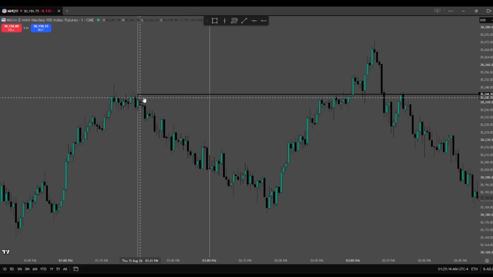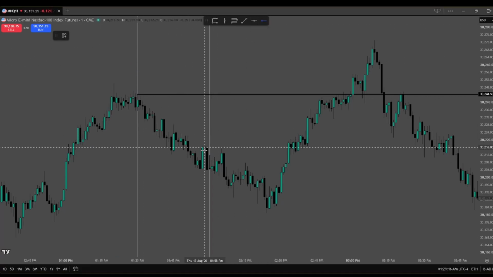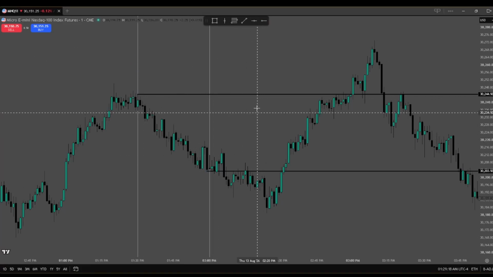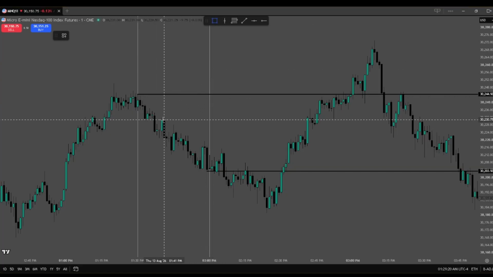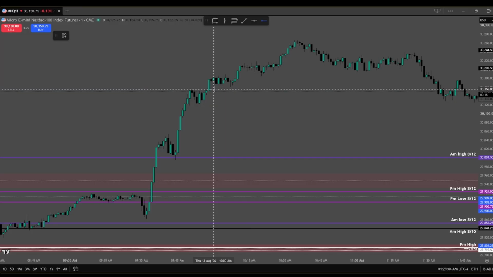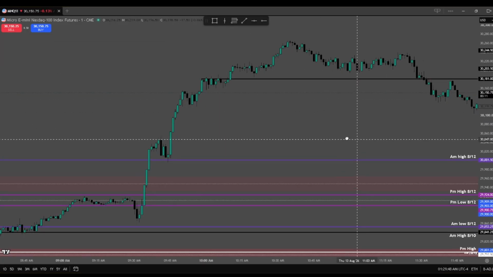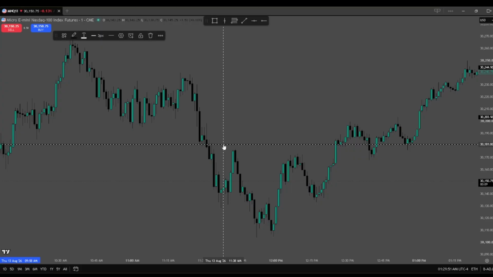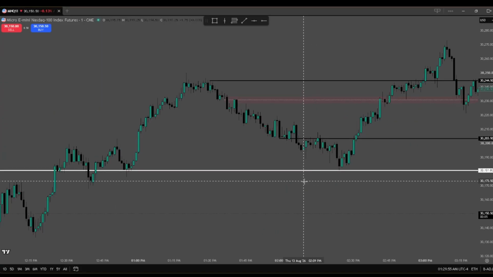What I'm going to do here is label the high in the PM session and label the low. If there's a first presented fair value gap, we're going to do the same. I can see that we have that right here. So anything from the left, see that right there. We'll make this one white. Right. So what do we see?